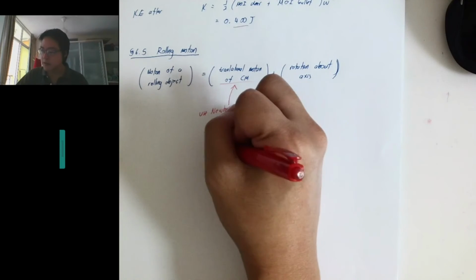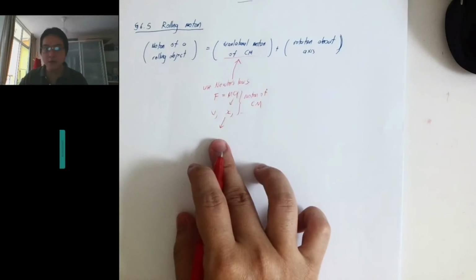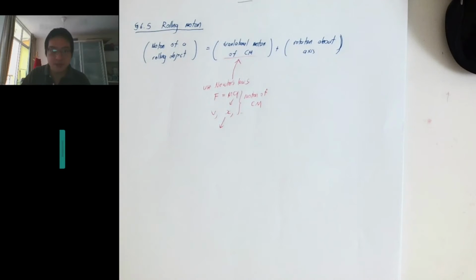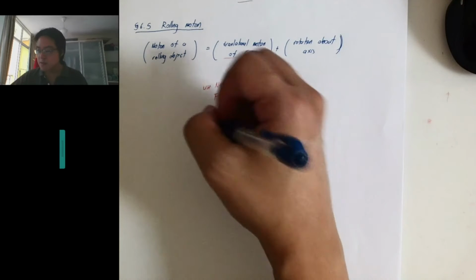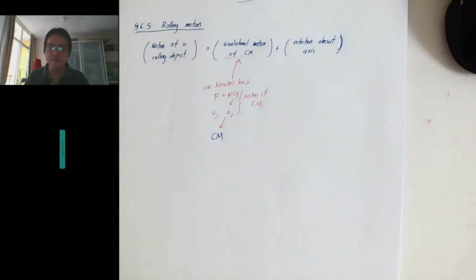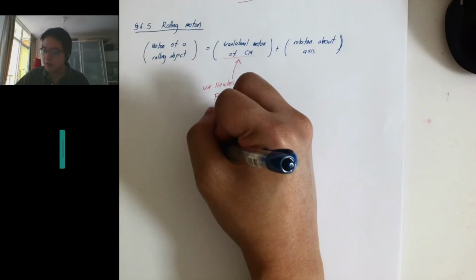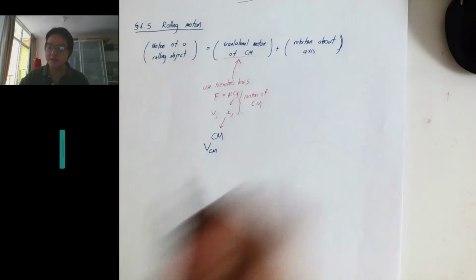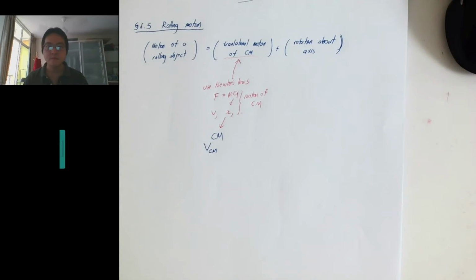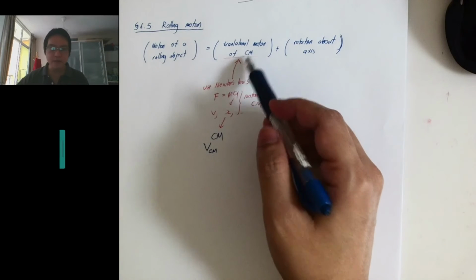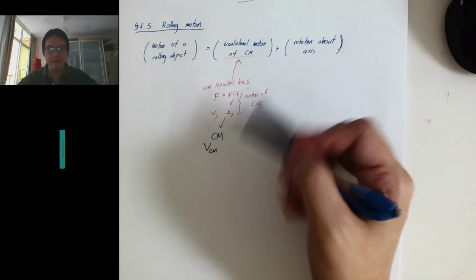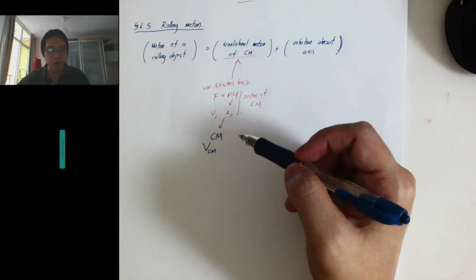Can you see my writing? So this is the motion of the center of mass. The important quantity that I want to talk about here is the velocity of the center of mass. That is obtained by solving the translational motion, which we have done since chapters 1, 2, 3, and 4.